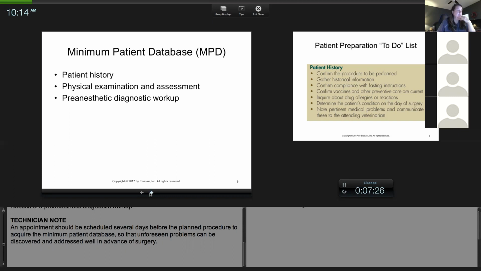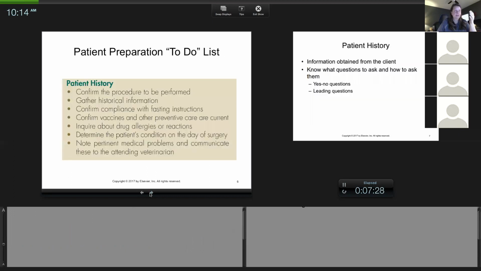But normally the technician is the one who goes in and gets the history. And so this is kind of a list of everything you need to go through. Obviously confirming why they're there. So, Fluffy's here to be spayed today, correct? And then you start to get, how has Fluffy been feeling? Has Fluffy had any issues in the past? Good activity? Anything out of the normal? Did Fluffy eat anything last night?